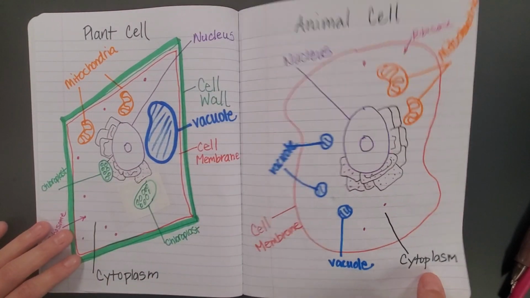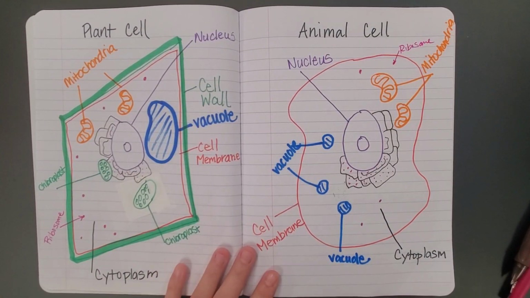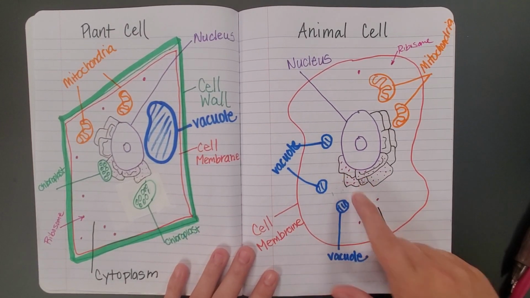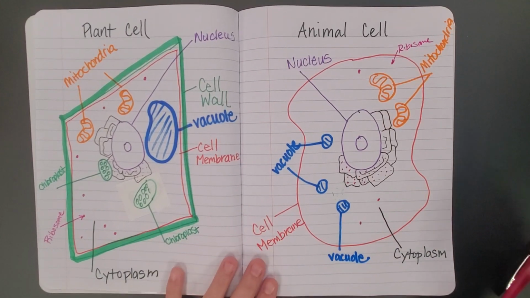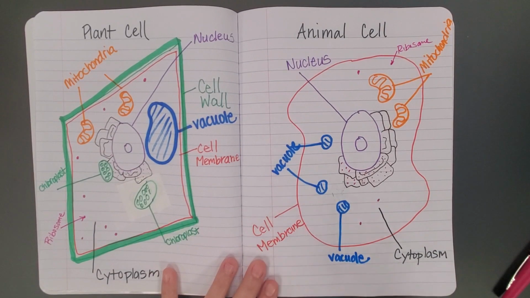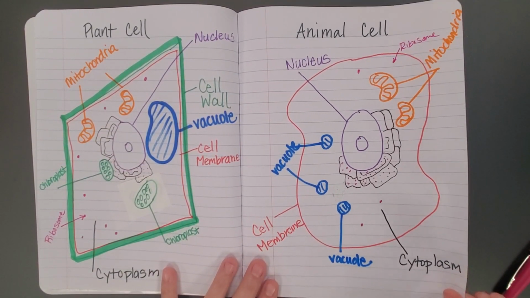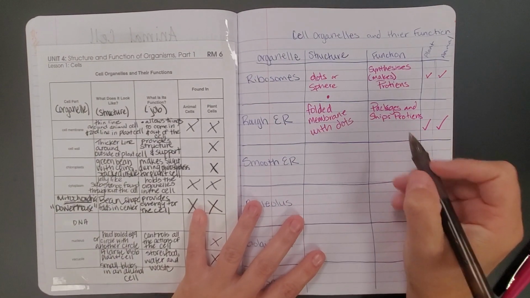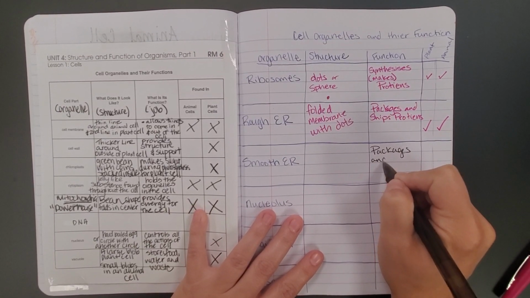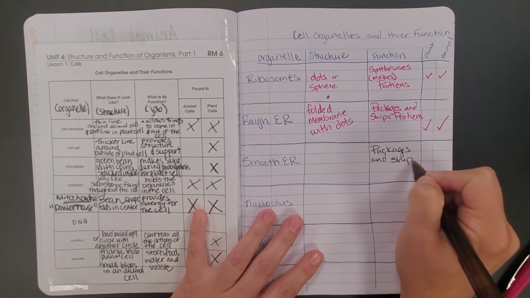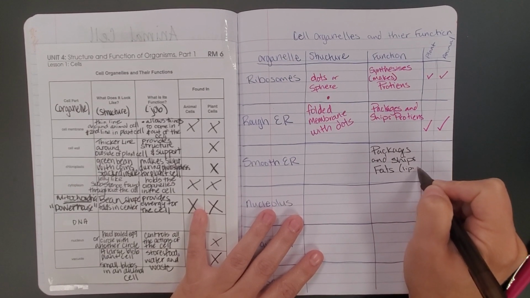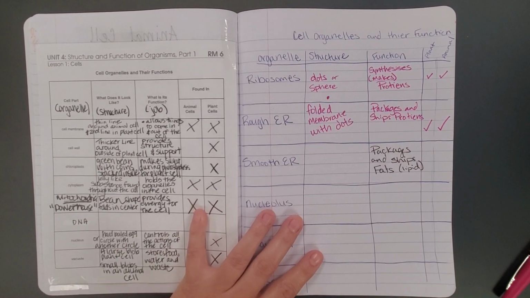If you remember, last video talked about the endoplasmic reticulum, and we learned about the rough ER having ribosomes. The only difference is that the smooth ER does not have ribosomes on it, and what it does is it packages and ships lipids, which is fat. So we're going to write that it packages and ships fats. And we're going to write lipid in here just so we know a lipid is a really cool molecule.